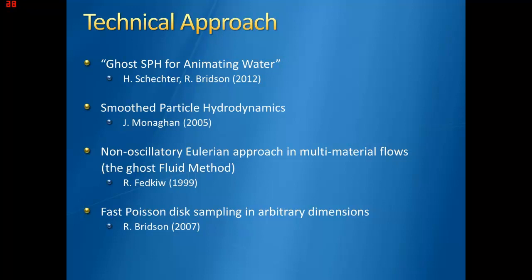We also utilize the fast Poisson disk algorithm, which helps the construction of our particle system, and helps to handle arbitrary dimensions and more casual geometry in a faster way. This method can be found in the paper Fast Poisson Disk Sampling in Arbitrary Dimensions by Bridson.